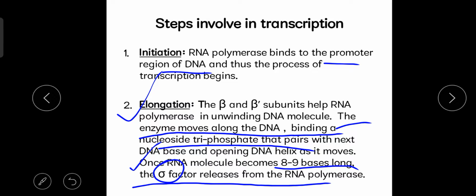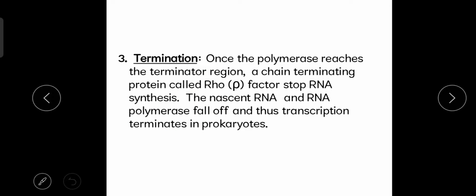That means when the newly formed RNA strand becomes 8 to 9 nitrogenous bases long, then automatically the sigma factor releases from the RNA polymerase enzyme. Okay, and it is separated from that enzyme. So now move to the next slide, which is the last phase or last step of the transcription, that is called as the termination. Termination means simply the ending process.